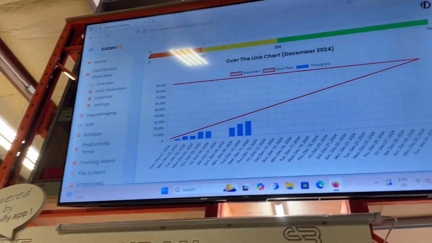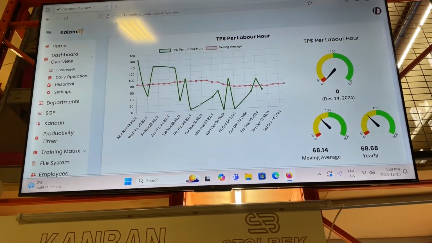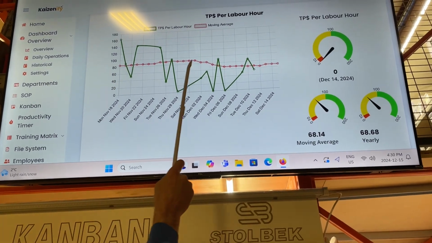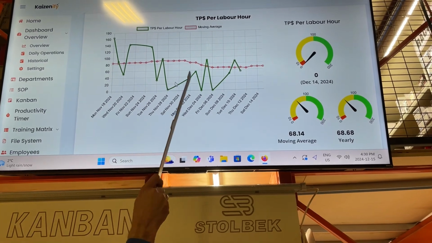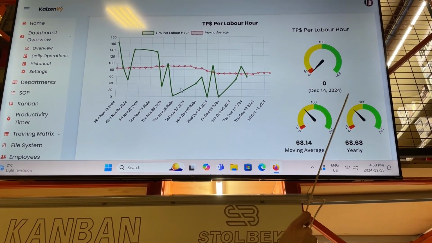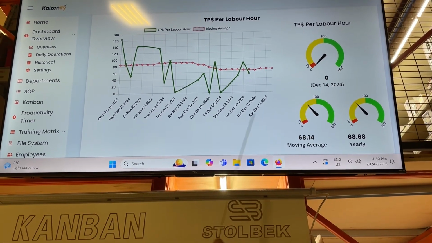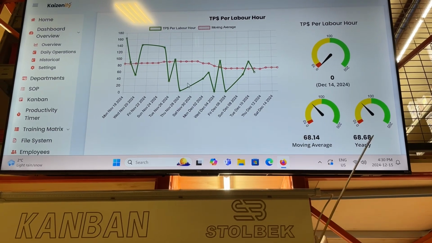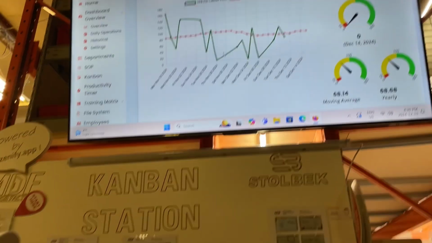So let me show you what that looks like on the chart here. We'll just scroll down, and there's our throughput dollars per labor hour. So here we have our blended average, and then daily we're posting what that number is, and then we're getting our averages over here. You have yesterday's measurement, you have your moving average, which is your 4-week moving average, and then your yearly. So you're watching these numbers as a big decision checker for your organization.